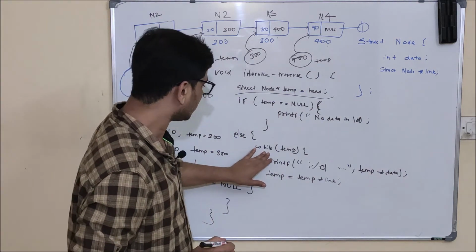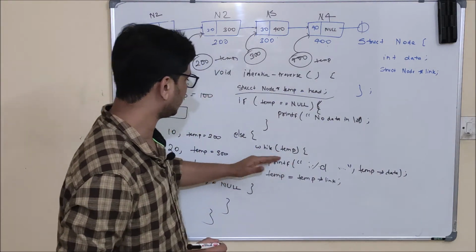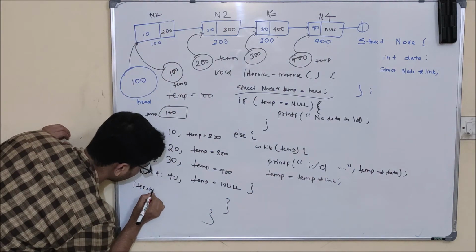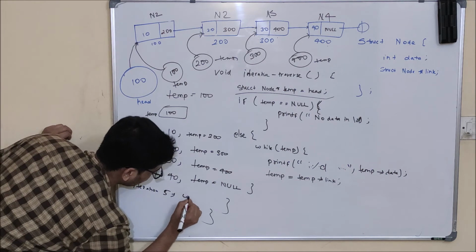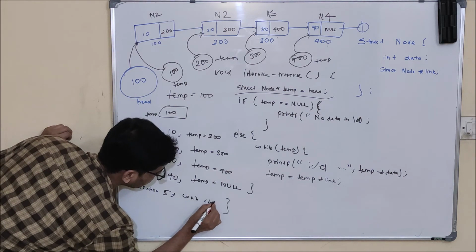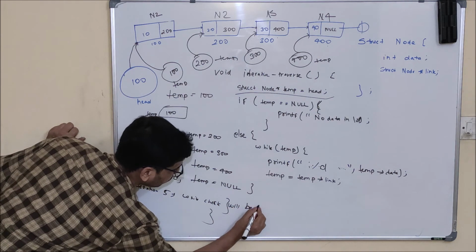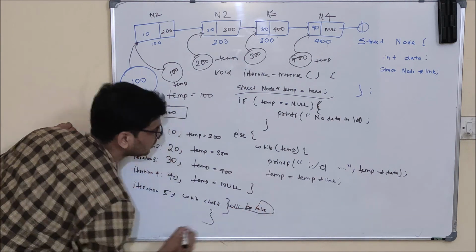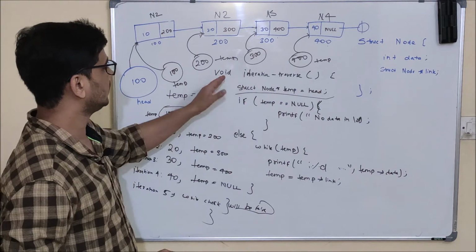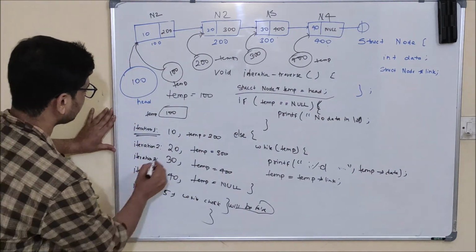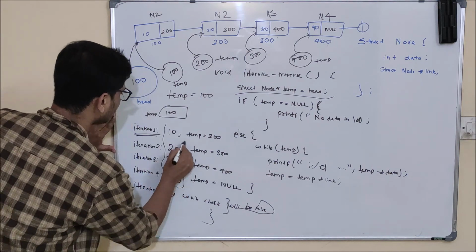And when it comes to execute again, that is, the next iteration 5, the while check will be false and the loop will terminate, and similarly this function call will terminate, and you can see here we have printed all the data parts.